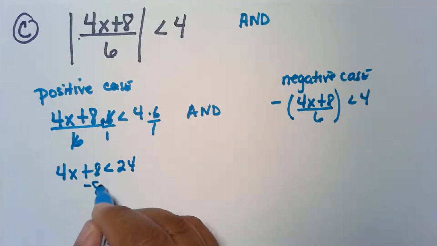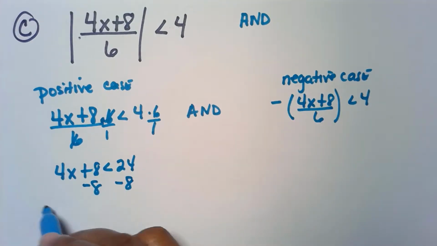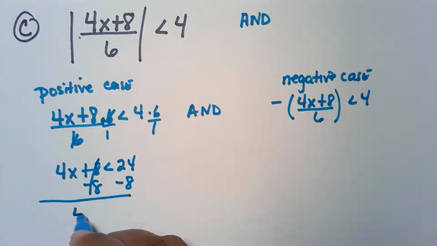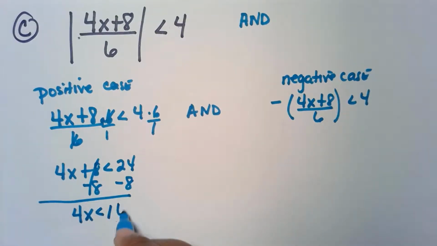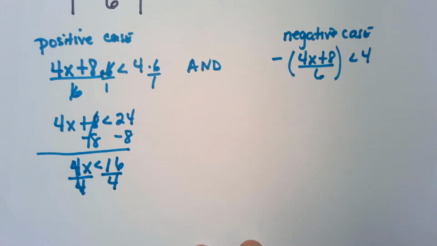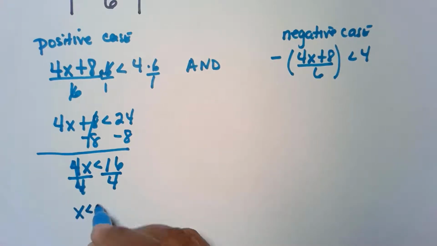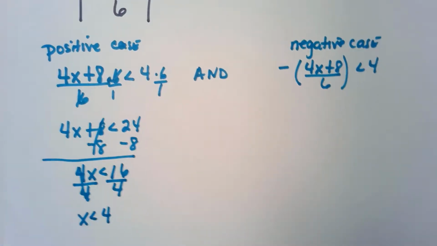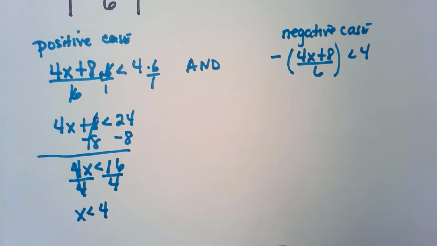We're going to subtract 8 from both sides. We have 4x is less than 16. Then divide by 4. We have x is less than 4.